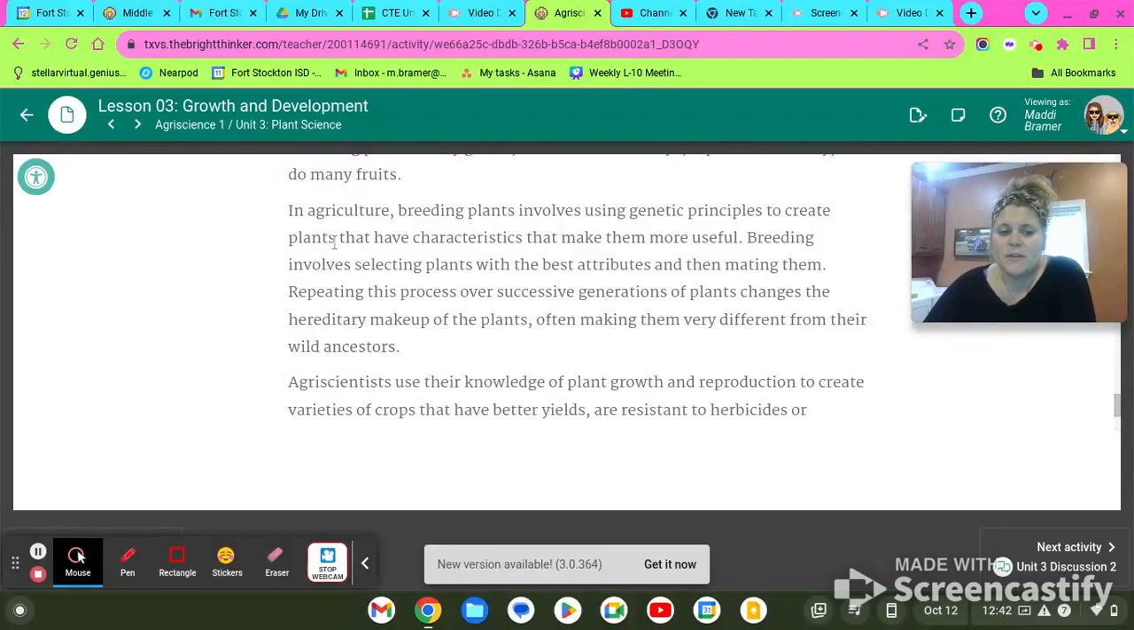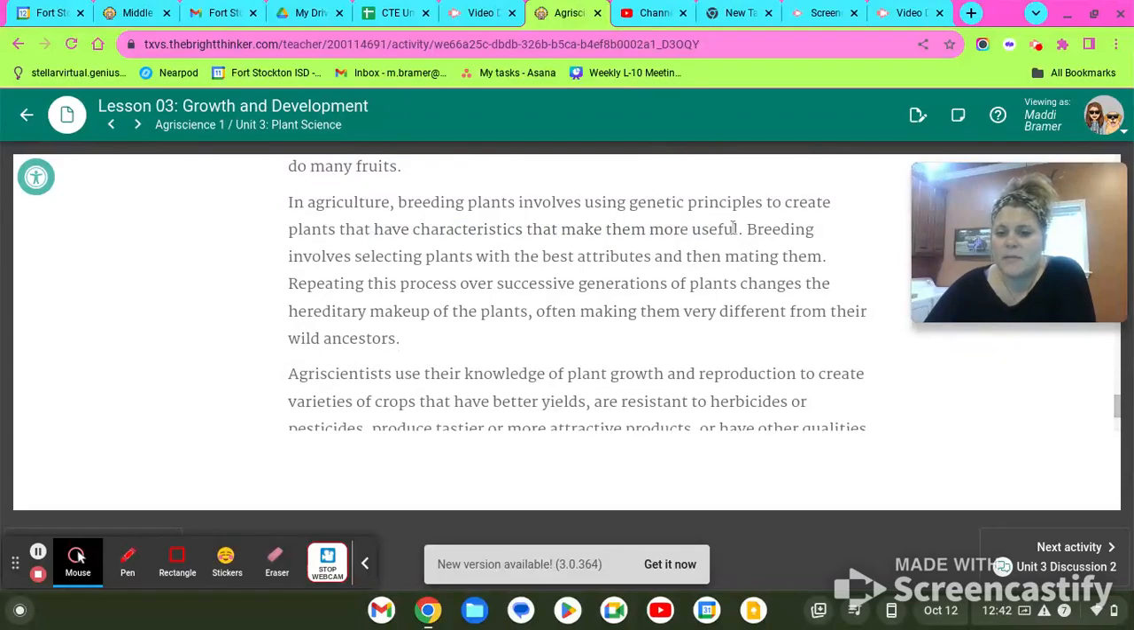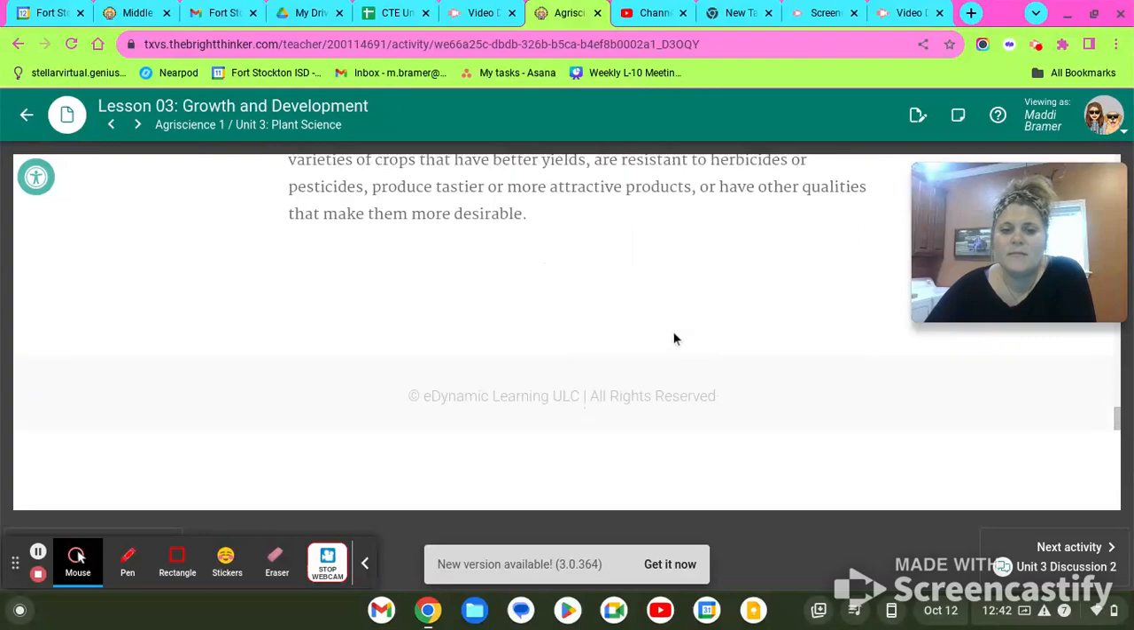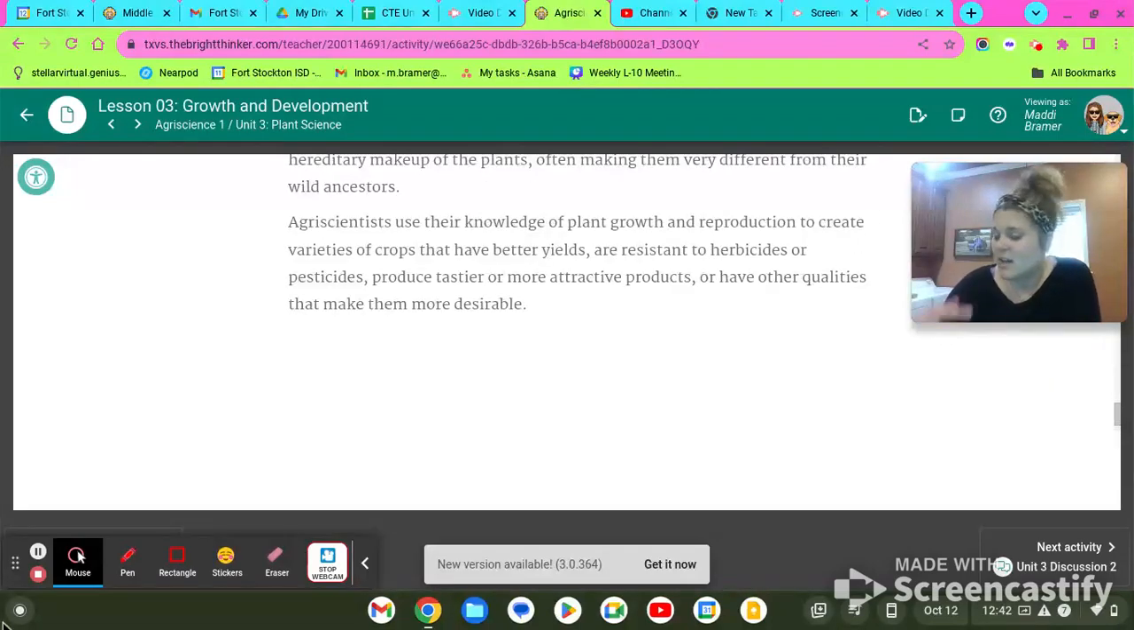Breeding plants involves genetic principles to create plants that have characteristics that make them more useful. So scientists are at work, and that's what GMOs are. They're not bad. That's just genetically altering the plants so that we can get certain things, like making corn have better yields, which means we could have maybe 3 years of corn on a plant instead of 2, which will help us feed the world. Making them resistant to pesticides or herbicides, making them tastier or more attractive products, or other qualities. That's what agriscientists do: they help modify that plant just a little.